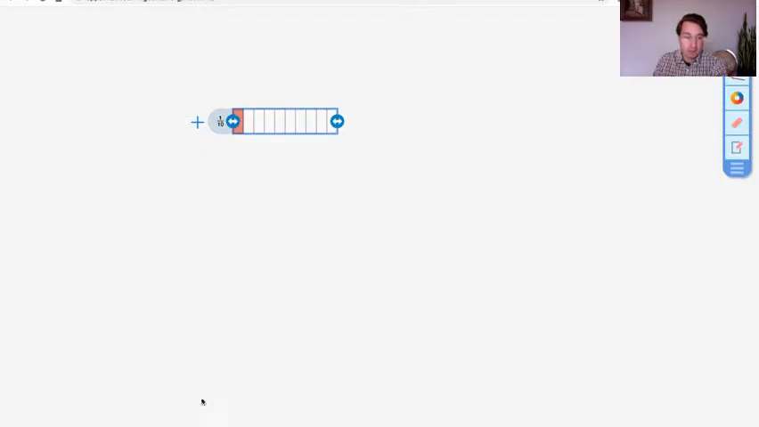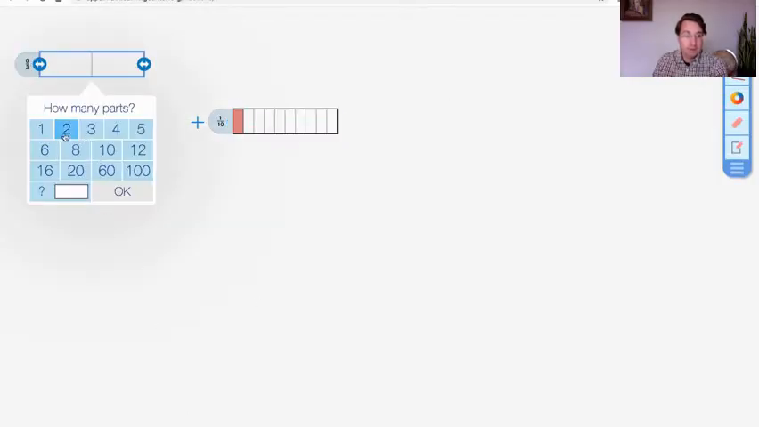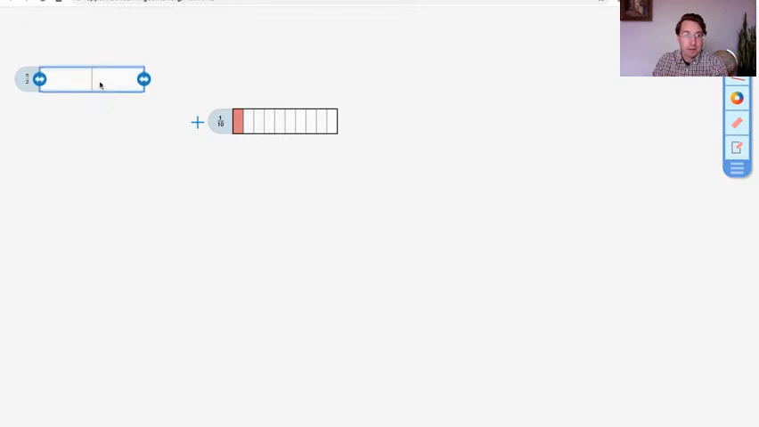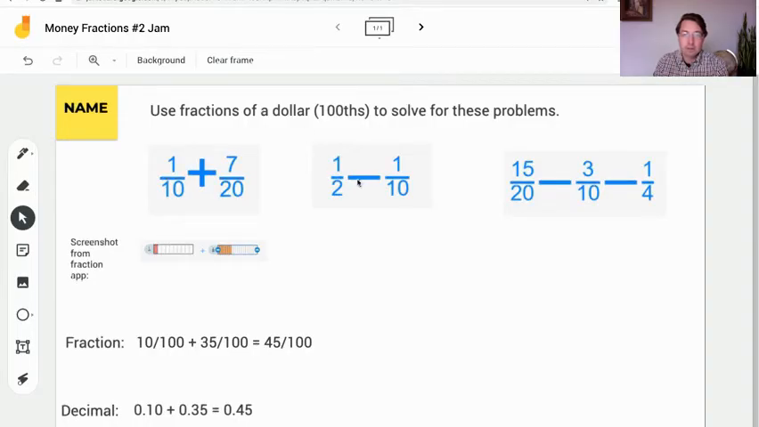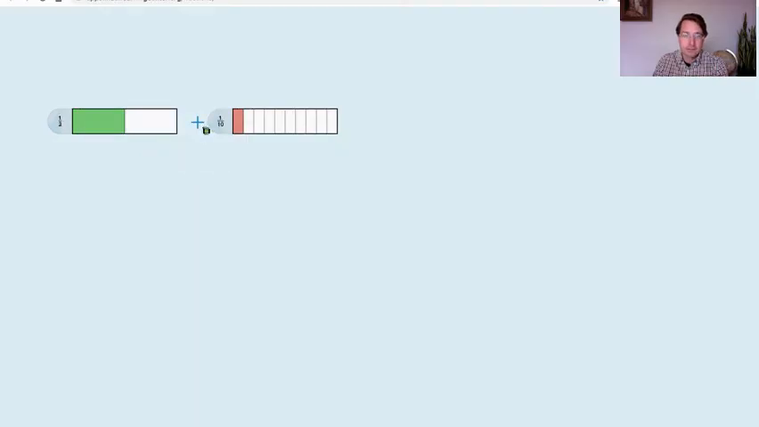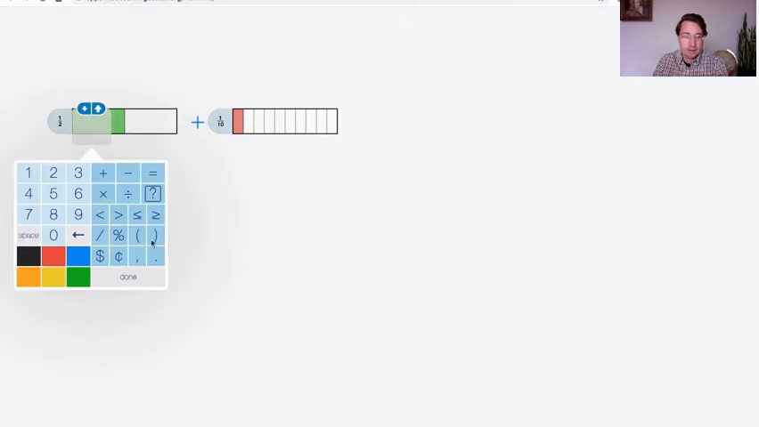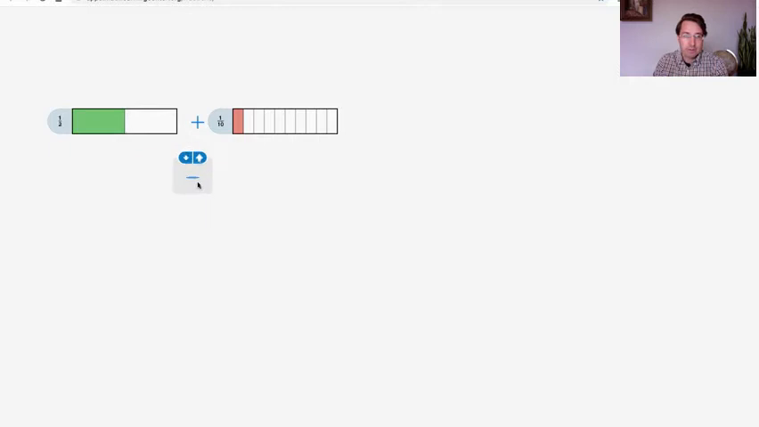So now we're gonna make a new bar. This bar has 2 parts. Bring it down. And one of them, let's make this one green. And that's good. So 1/2 plus 1/10. Is it plus? No, it's minus. So let's go ahead and take that, make a minus. Done. Bring that over. Click on that, delete that one, bring the minus up.